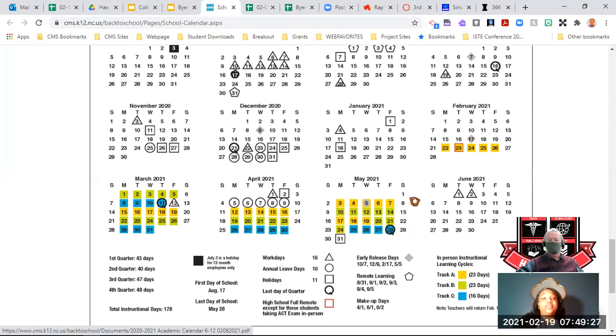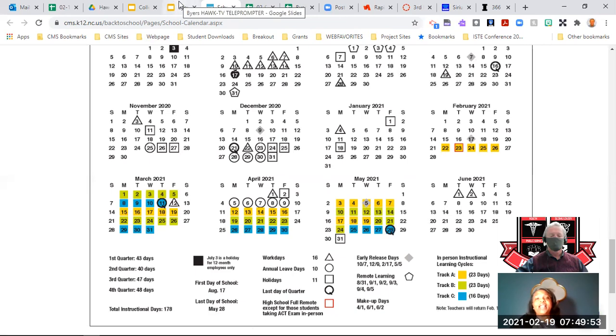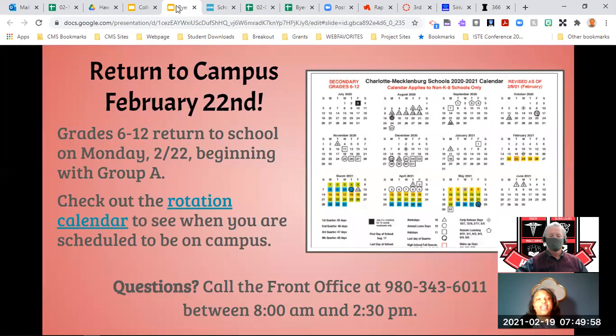And then during the week of March 8th through March 12th, that is everyone in track C. But on that Friday, we have a teacher work day. So track C, you will only have 4 days in person during the week of March 8th through March 12th, as that is the end of the third quarter. So we will continue to provide the calendar so that you know which rotation is in and which rotation is not. And if you're not in person, you are still remote.